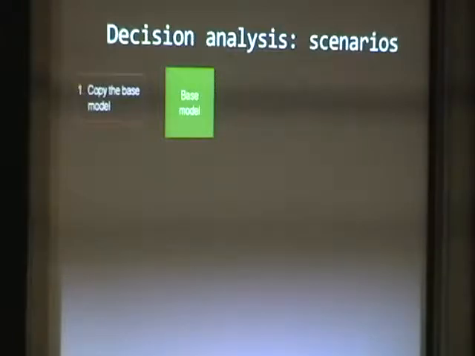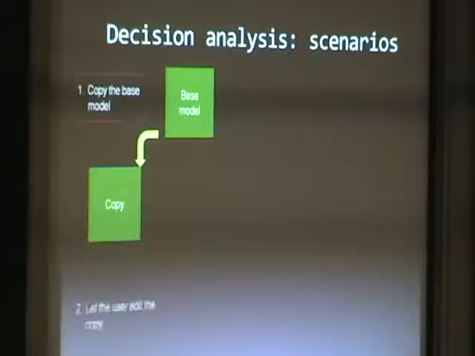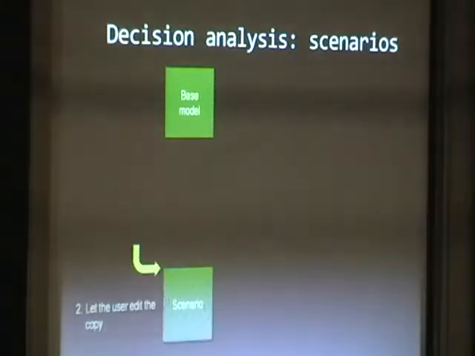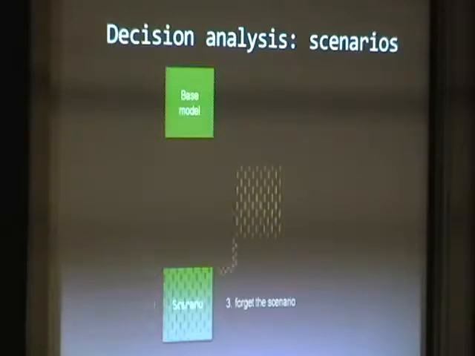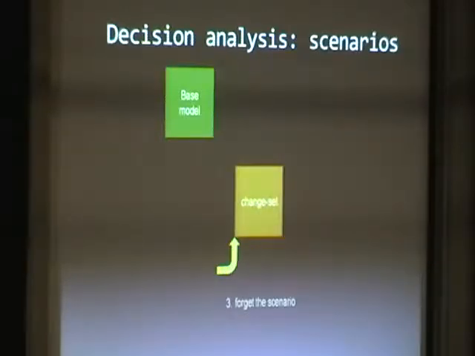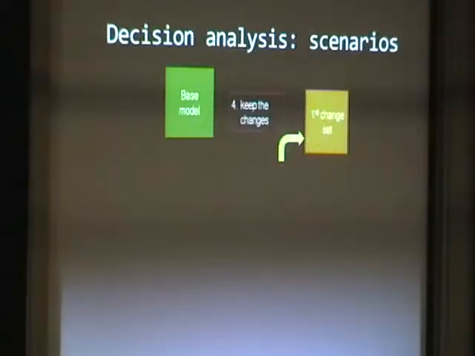Then we create a copy and we give the copy to the user. This copy is exactly the same as the original, but the user can start introducing changes to the copy, creating one scenario, okay? So the user changes this and creates a scenario that is similar to the original but not exactly the same. When the user is done creating that scenario, we forget the scenario, but keep the changes, which should be small, a text file. So we store the changes, the first one.